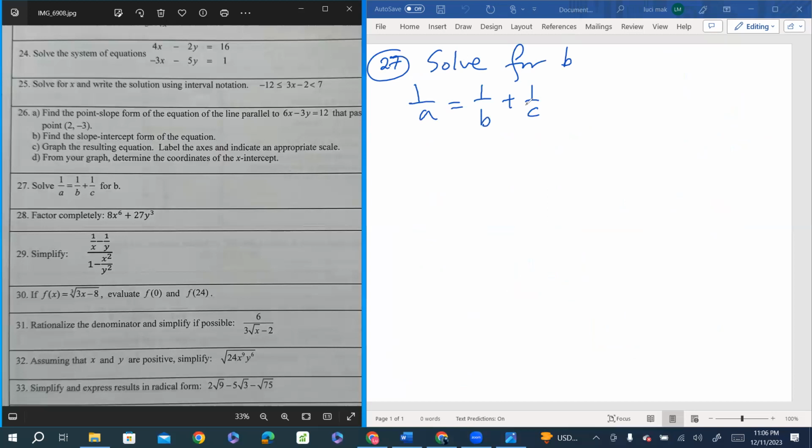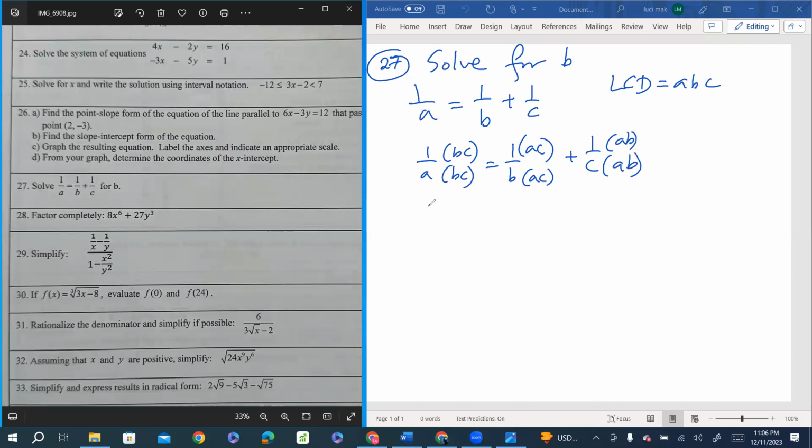First find the LCD. So the LCD is ABC. So we have 1 over A, let's multiply by BC, equals 1 over B multiplied by AC, plus 1 over C multiplied by AB. So we have BC over ABC equals AC over ABC plus AB over ABC. Now, by multiplying by ABC on either side, the LCD cancels out. So we have BC equals AC plus AB.